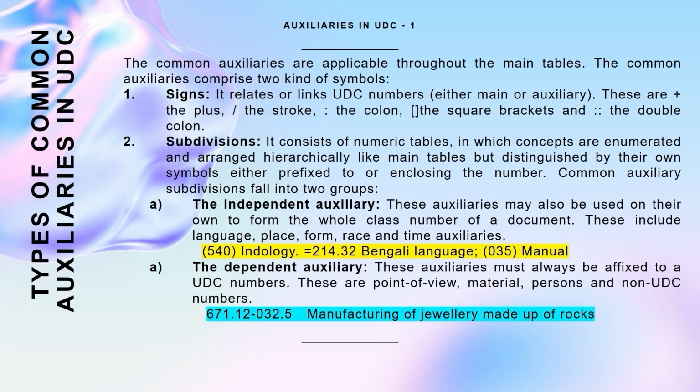See the example, that is manufacturing of jewelry made up of rocks. So the class number is 671.12 for manufacturing of jewelers, and the class number for rocks, that is -032.5, is taken from the material dependent common auxiliary. So this number is attached to a main number. So these are called the dependent common auxiliary.